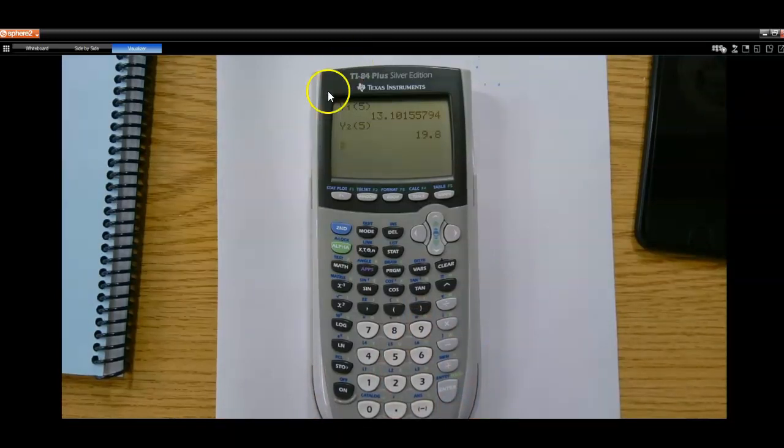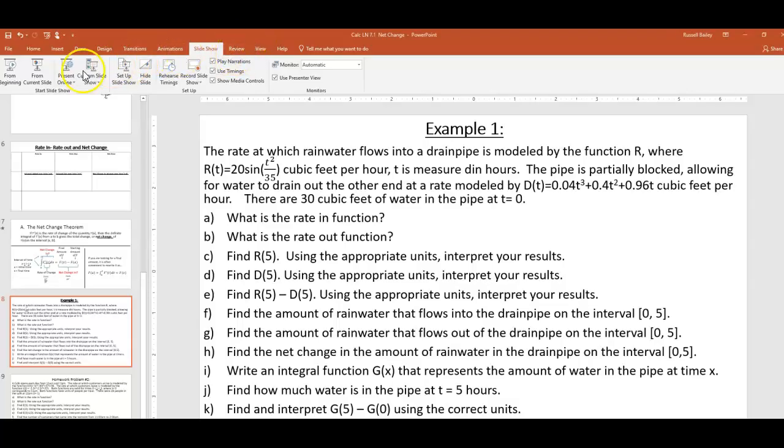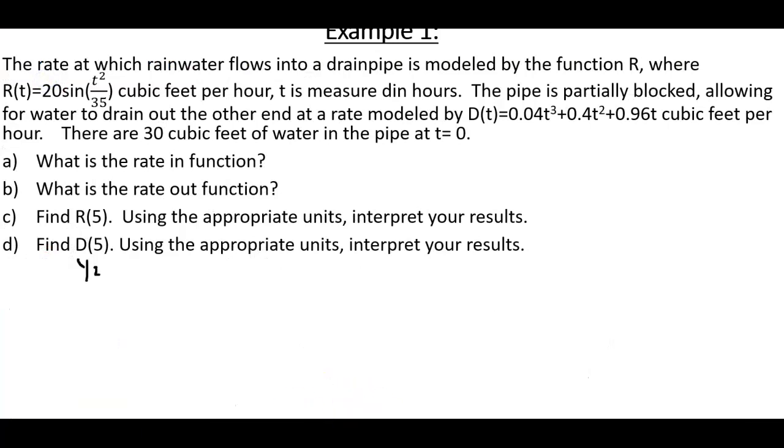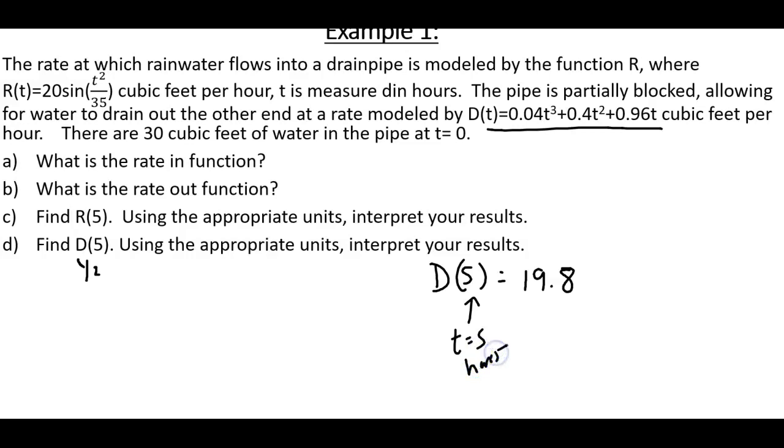I get 19.8. So D of 5 is what we would get by plugging 5 into this. You don't really need to show the work like I did on the last one. You can just put D of 5 and just put what the calculator gives you, though. And what does this mean? Well, this is the time. So once again, T equals 5 hours. And we know the units for the output of D. It's cubic feet per hour. But what is it? Well, remember, this is how much water is being drained out.